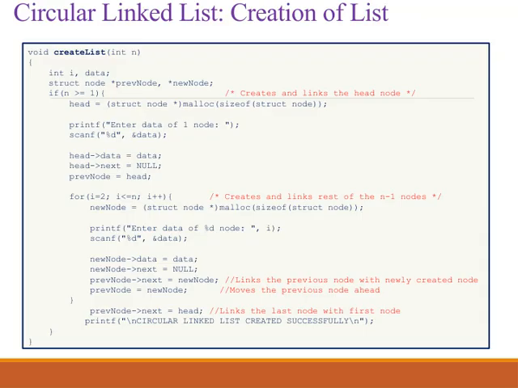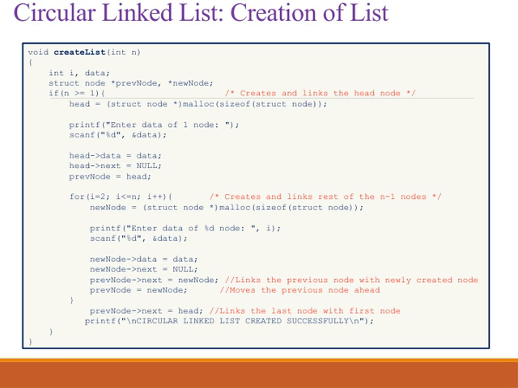Let's walk through the process of creating a circular linked list. First, we define a function called createList, which takes the number of nodes, n, as a parameter. We start by declaring some variables, i and data for input, and pointers prevnode and newNode to manage the nodes as we build the list. Now, the key point here is that we only proceed if n is at least 1, since creating a list with 0 nodes doesn't make sense.